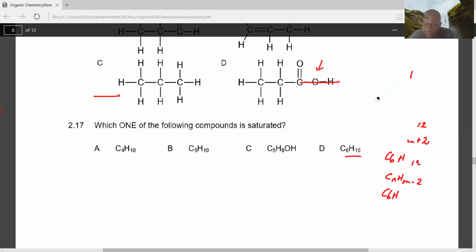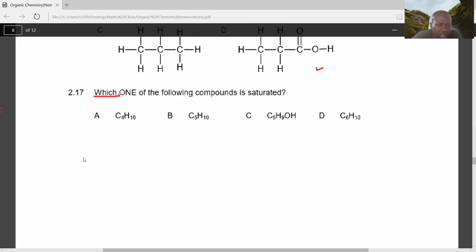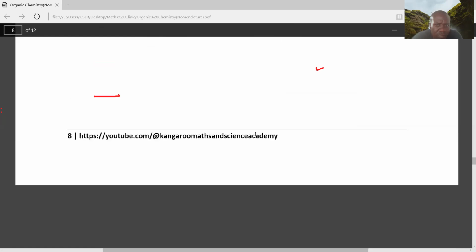Then let's move on to 2.17. I'm just having connection issues, man. I think there's a network problem this side. Okay, I'm still waiting for this to open. Okay, 2.17. What's going on? Okay, it's responding.